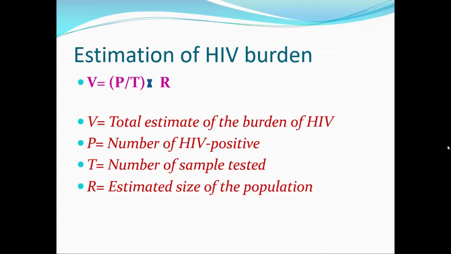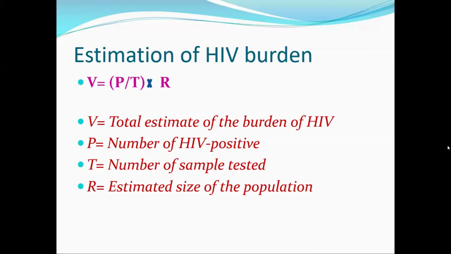So B equals the total estimate of the burden of HIV. P stands for the number of HIV positive, T is the number of samples tested, and R is the estimated size of the population. What is the sample size? For example, 10,000 is the sample size, and among the 10,000, how many samples did we collect and test? That is denoted by T. For example, R, the estimated population size, is 10,000.